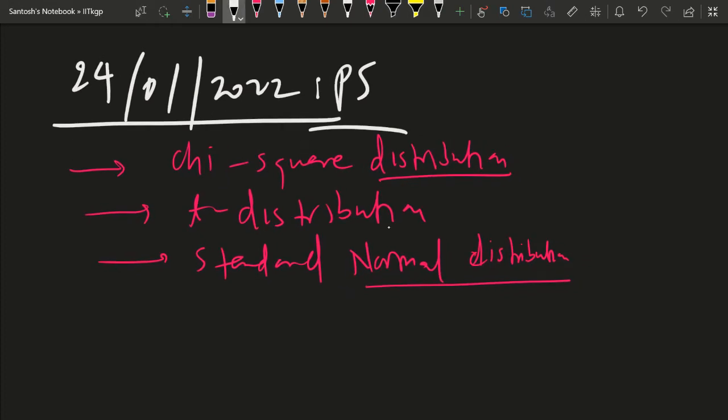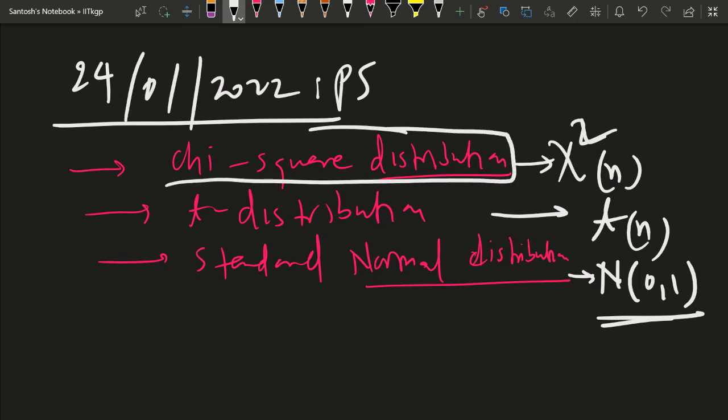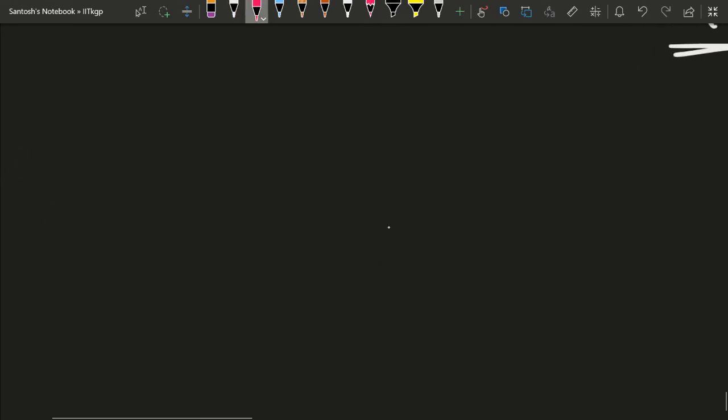So the notation we usually use: this is chi-square n, here we write t n. So it's n degree of freedom, and this we mostly write N(0,1), standard normal. This is the notation. So first we'll define. If a random variable has chi-square distribution, what is the meaning of that? What is the PDF in that case? So first let us define chi-square distribution.